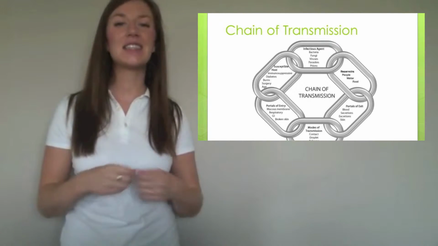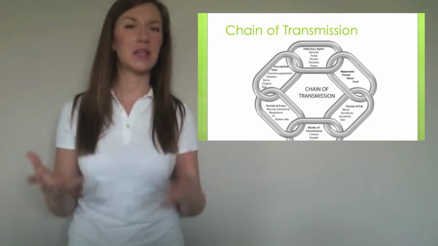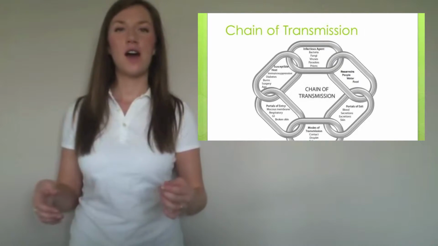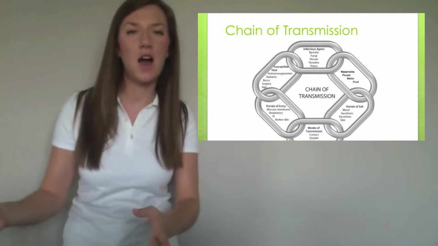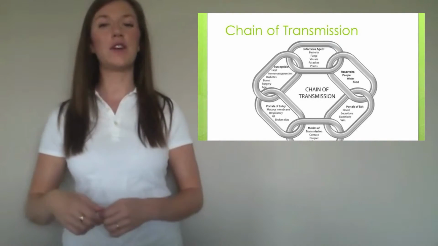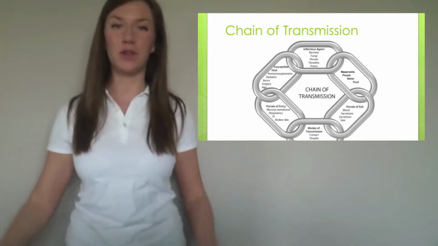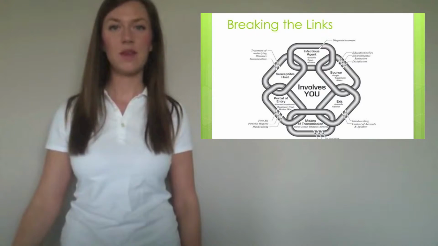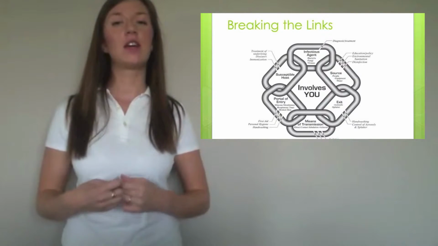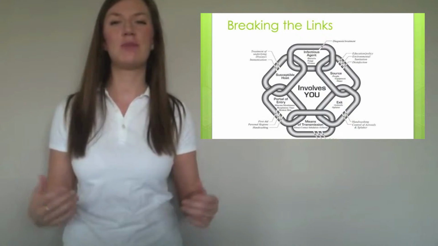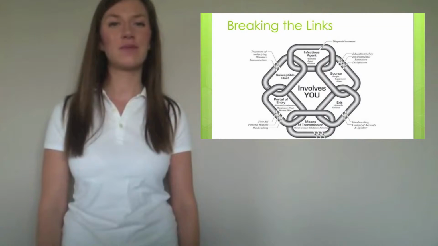And then the last link of the chain includes a susceptible host. An infection would more likely develop in a very young or very old individual, or someone with a poor immune system. Breaking even one of these links on the chain could possibly prevent the transmission of infectious agents.